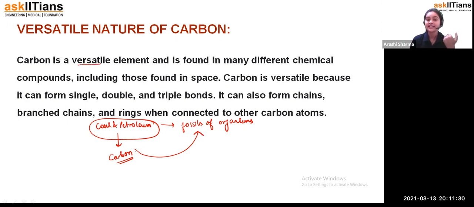Carbon is a versatile element and is found in many different chemical compounds, including those found in space. Carbon is versatile because it can form single, double, and triple bonds, as we have studied. So carbon has that versatility, that it can form all types of bonds. It can also form chains, branched chains, and rings when connected to other carbon atoms. So we are going to see that part also.